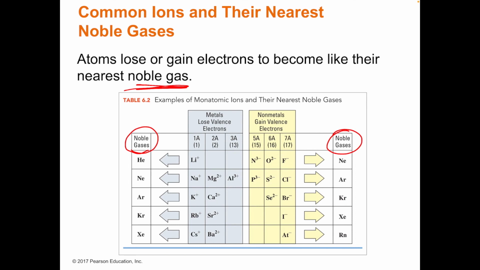They have complete octets. Okay, so if you ever forget, should an atom lose or gain electrons, you can just see which noble gas it is closest to, and how many electrons do I need to gain or lose to get there.